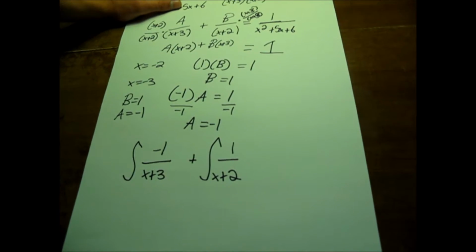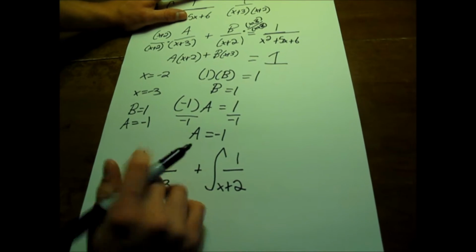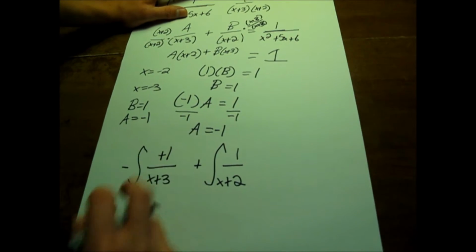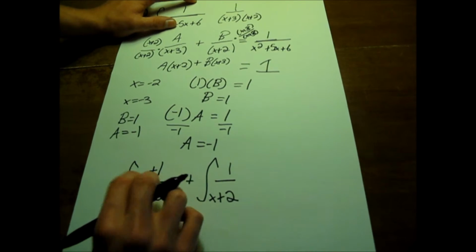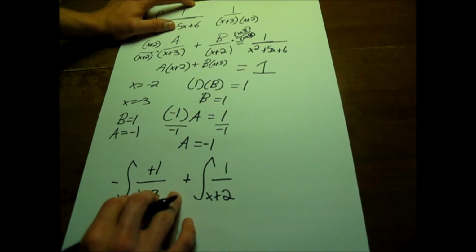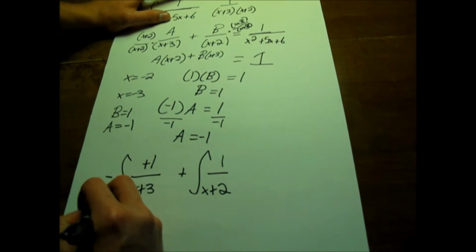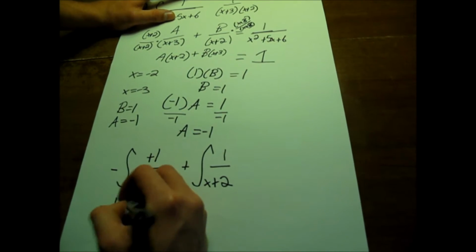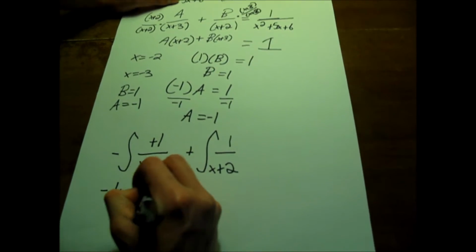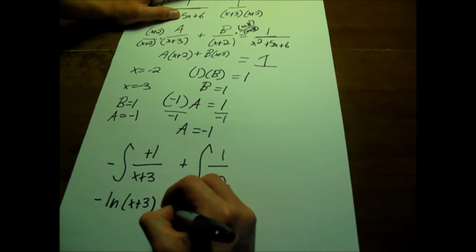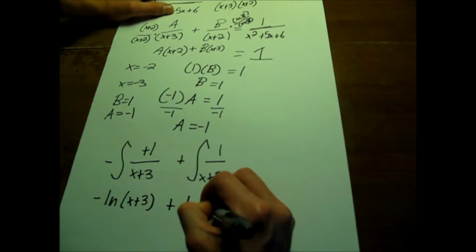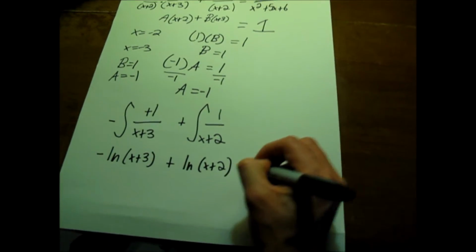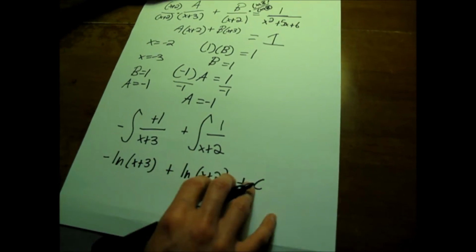If we remember our integral rules, we can take this negative on the outside right there, and then if you do u substitution, you're going to find out it's just a natural log integral. So it's just going to be negative natural log x plus 3 plus natural log of x plus 2. Don't forget your plus c, because it's an indefinite integral.